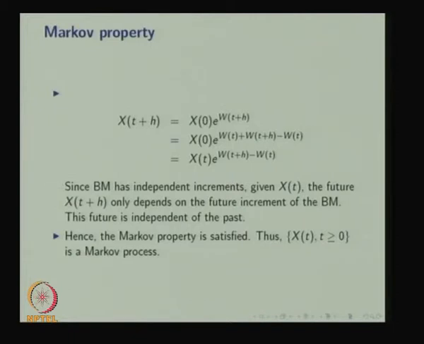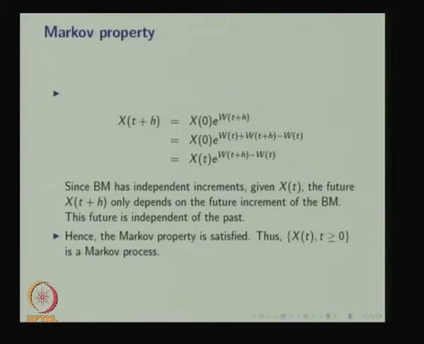I am going to verify the Markov property. Therefore, I am going to add W t and subtract W t in the exponential term. The next step will be X naught e power W t plus W of t plus h minus W t. Already we know that X of t is equal to X naught e power W t. Therefore, X naught e power W t can be replaced by X of t. Hence, X of t plus h is the same as X of t multiplied by e power W t plus h minus W t.